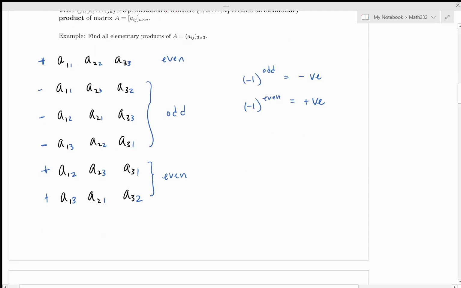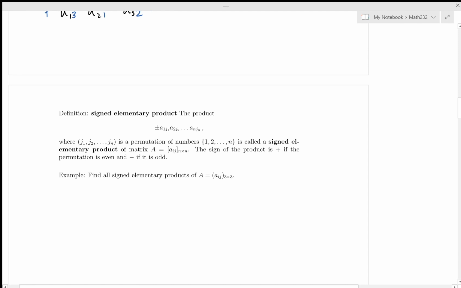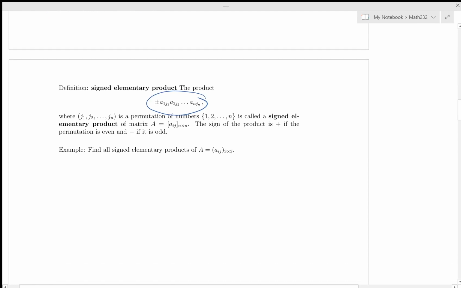So here we have that written out. What is a signed elementary product? It is any one of these products where the row index is from 1 to n and the column index is a permutation, with that plus or minus 1 in front. That is called the signed elementary product.